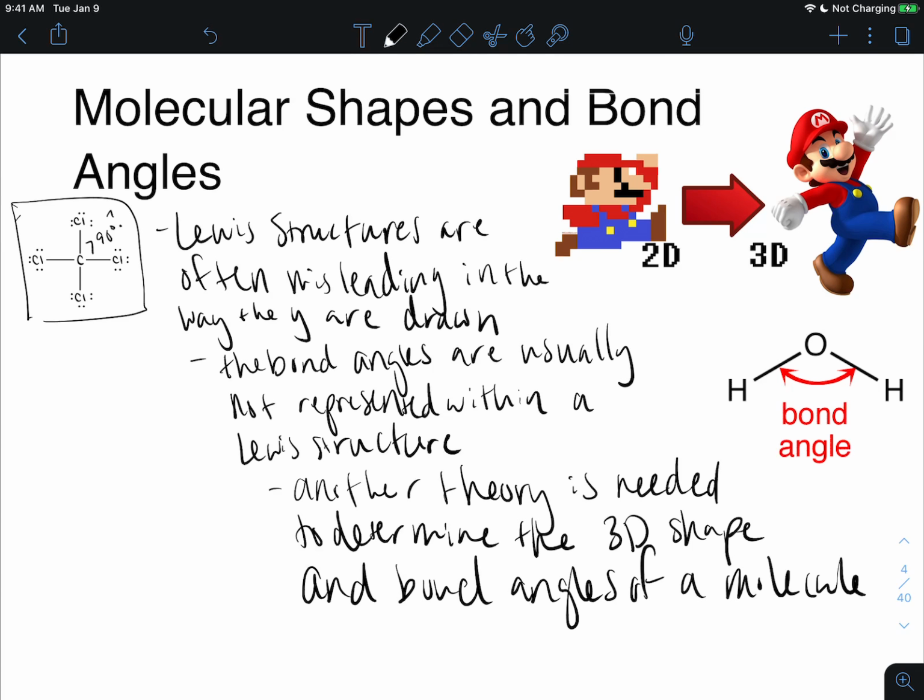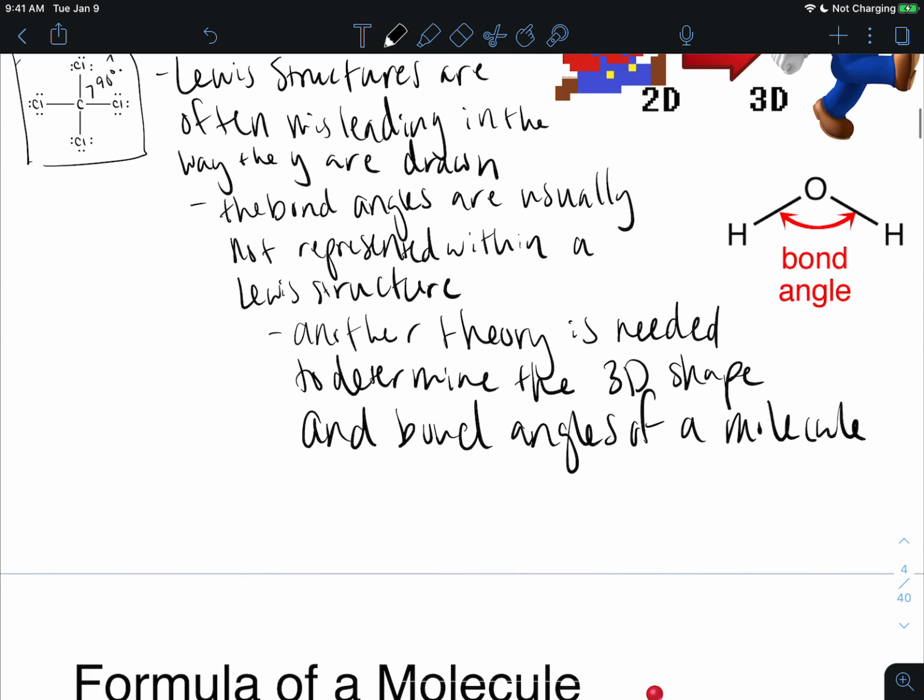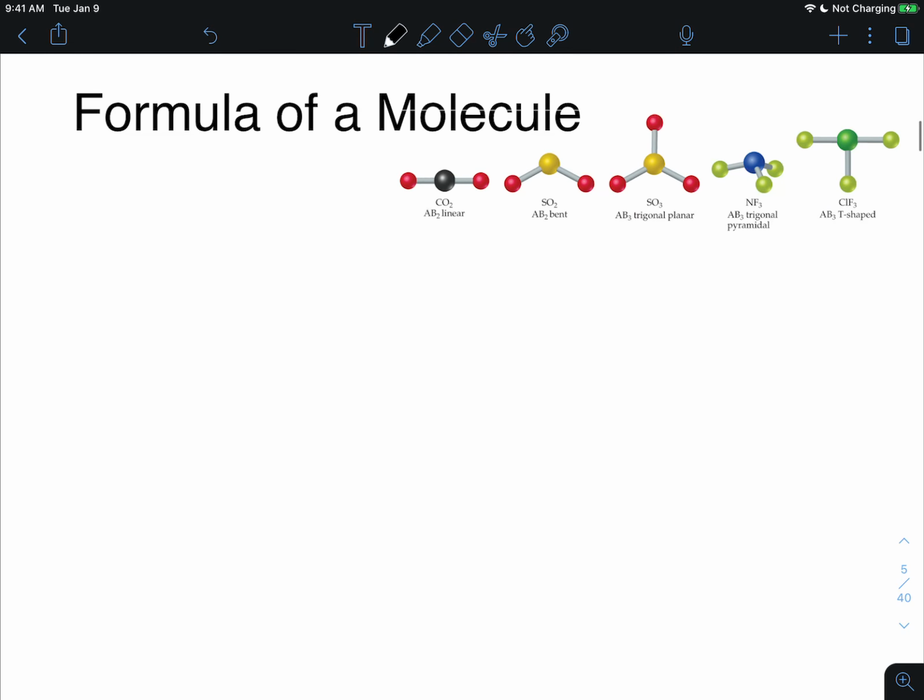Keep in mind when we're drawing things like a Lewis structure, you're drawing on a piece of paper, but if we're talking about a molecular shape, we're talking about something that is in 3 dimensions. So it has the ability to be in the X, Y, and Z planes. It's not just confined to X and Y. Okay, so when we are doing our molecular shapes and bond angles, we're going to look at what's called the formula of a molecule. So looking at what things are around our central atom.